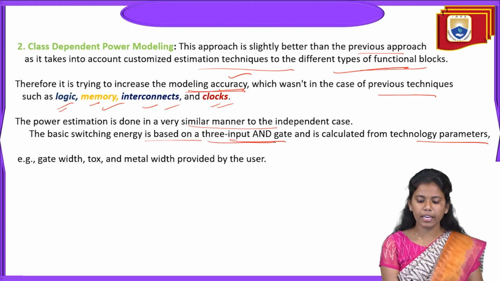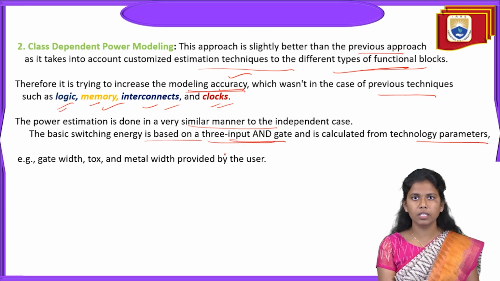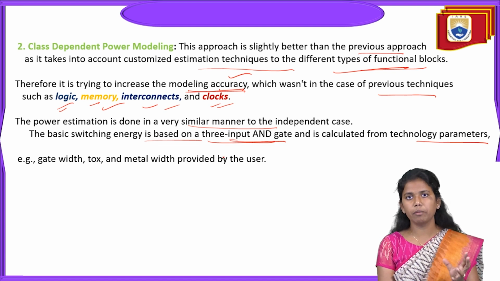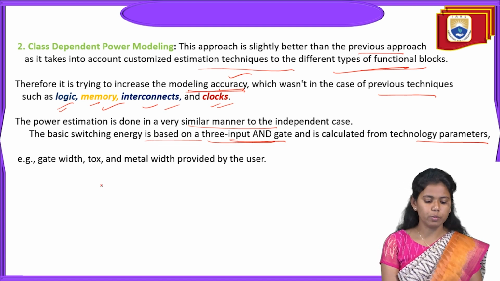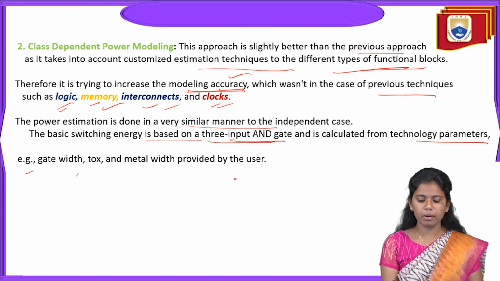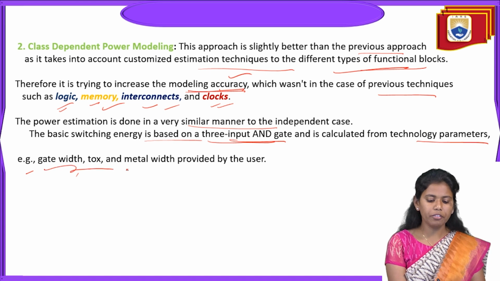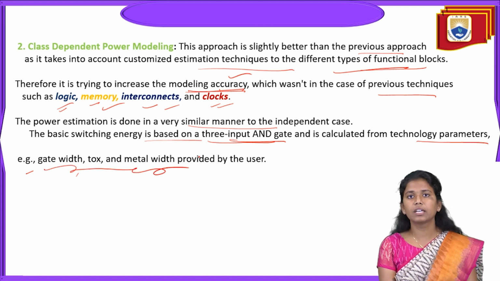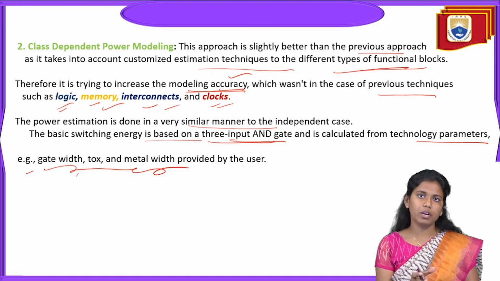Why these 3 input NAND gates? This is the example that we have considered. If you are considering any sort of gate, then the switching energy can be considered from that gate itself as well. So here, for example, gate width, torques, and metal width are provided by the user. These are different constraints. These constraints will help us to know the power estimation of different functional blocks.